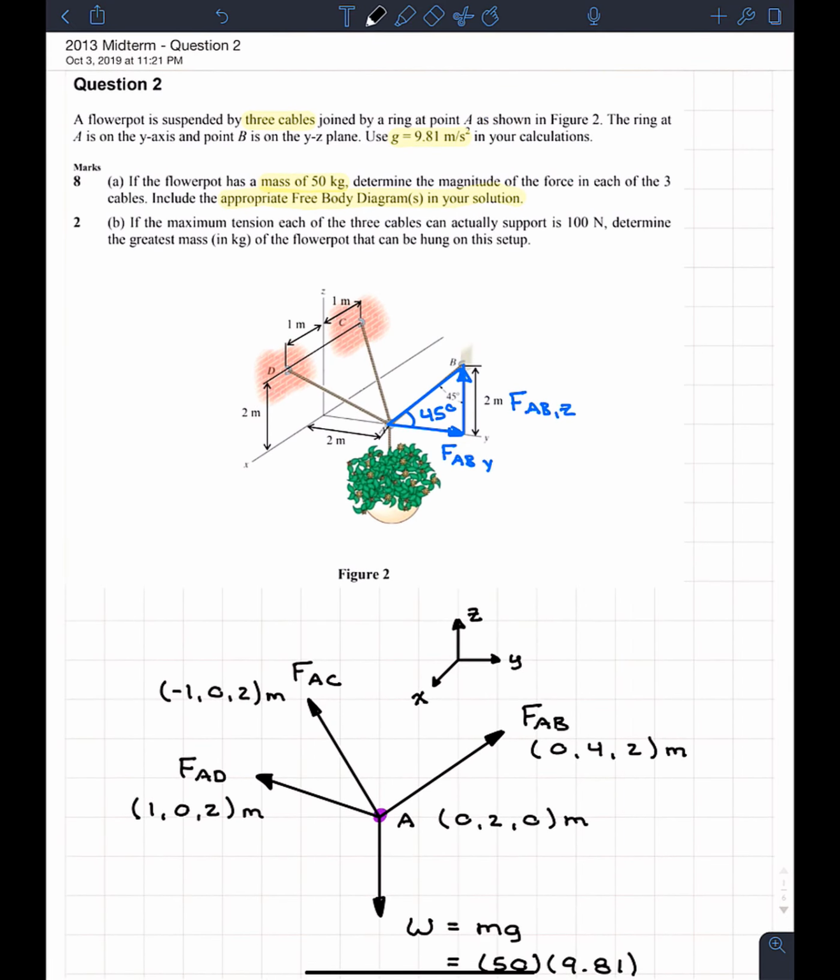Now part B is a very interesting question, and they love this on midterms. It's one that a lot of students usually get wrong, even though it's actually a very, very easy question. It says, if the maximum tension, and this is what will get you right here, and this is what you have to look for, maximum.